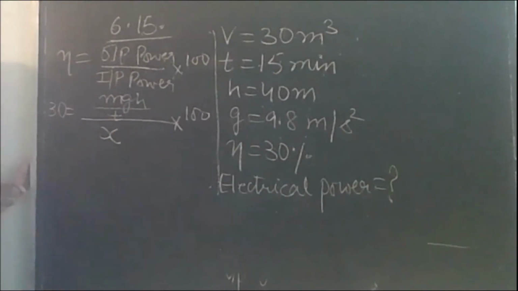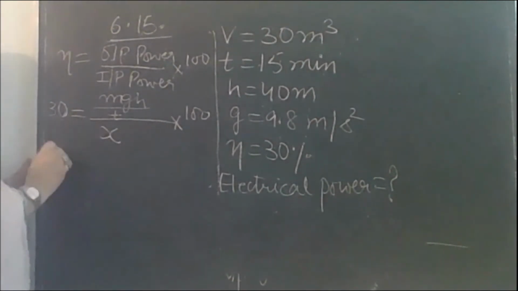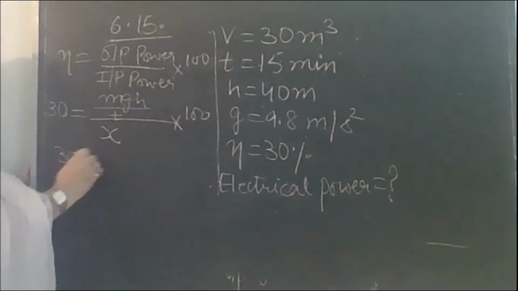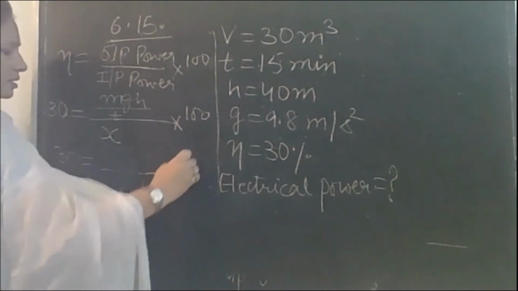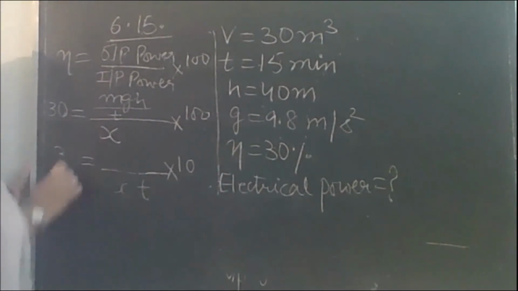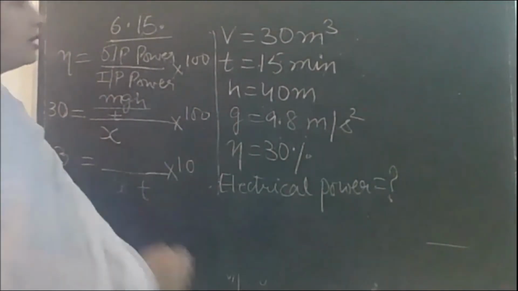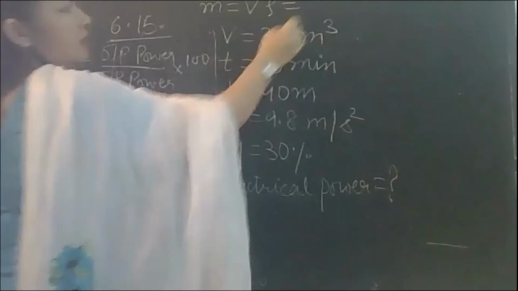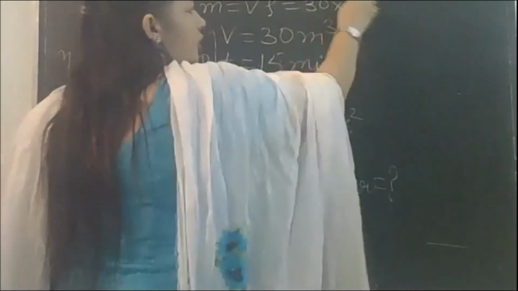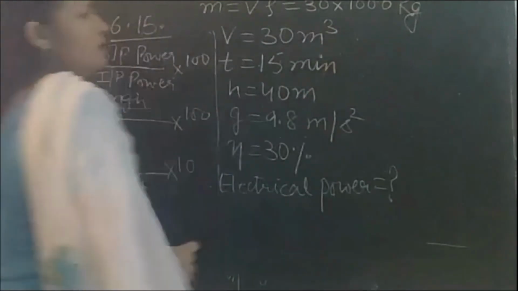Efficiency is given out to be 30%. So let us put in various values and solve. 30 is mgh over x times t, and this is 10 if we cancel a 0 on both sides. Now how much is the mass of water? That is also not given. Let us find mass using the formula volume into density of water. Volume is given 30, and we know that the density of water in standard units, kg per meter cube, is 1000 kg per meter cube. So this will give us the mass of water in kilograms.